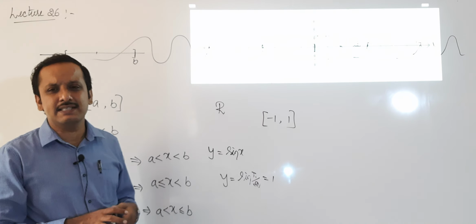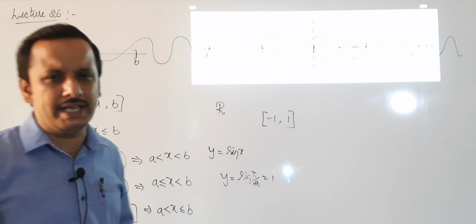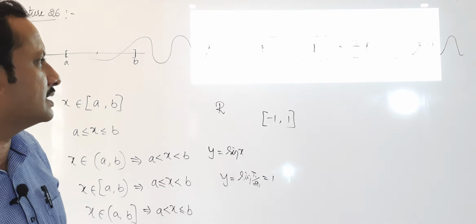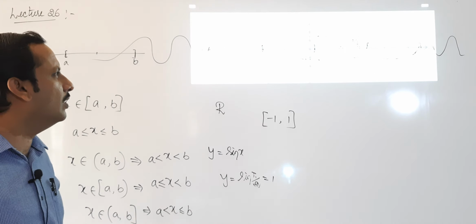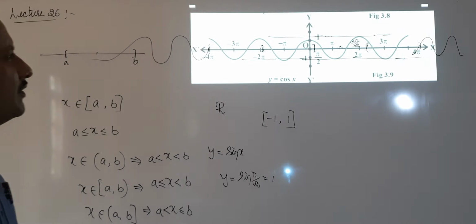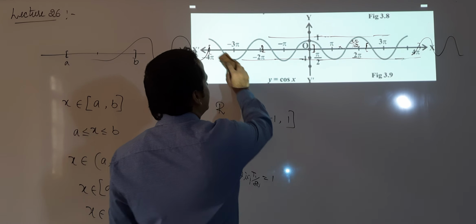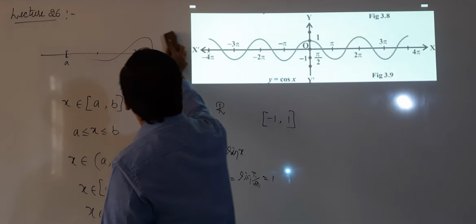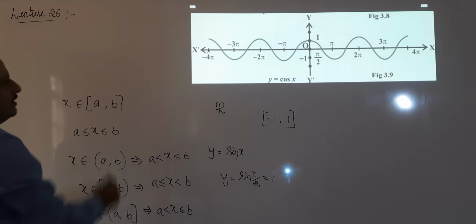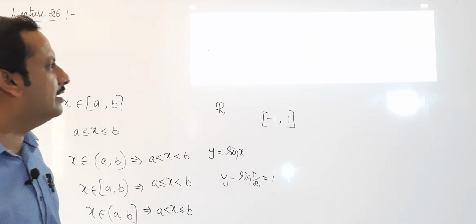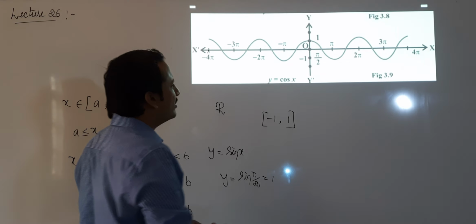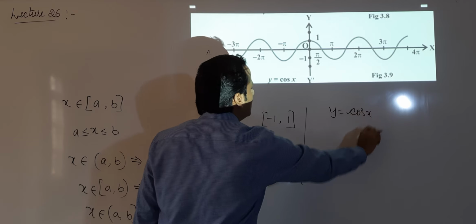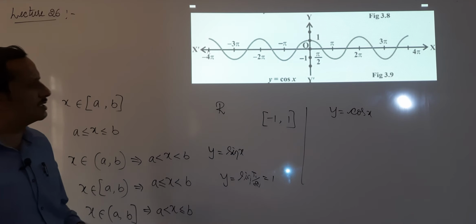Okay, so this is about the graph of sin x. Now let's have a look at the graph of cos x. Okay, so look at the graph of cos x. Just observe here at 0. Now I am considering the graph of y is equal to cos x. This is the graph of y is equal to cos x.